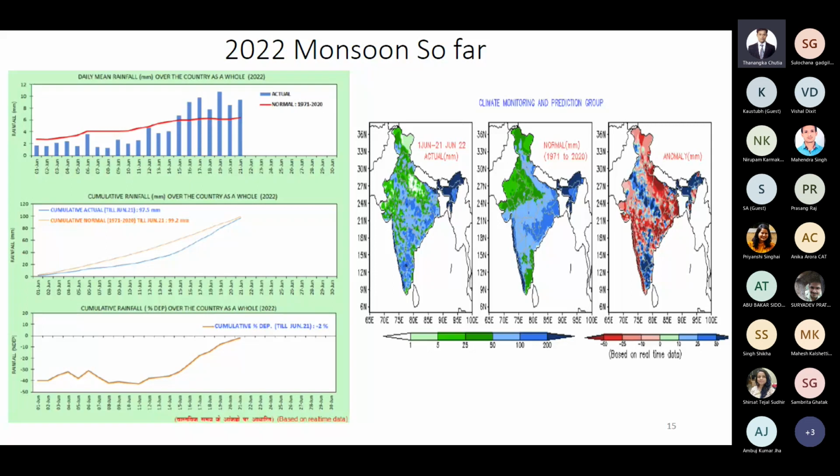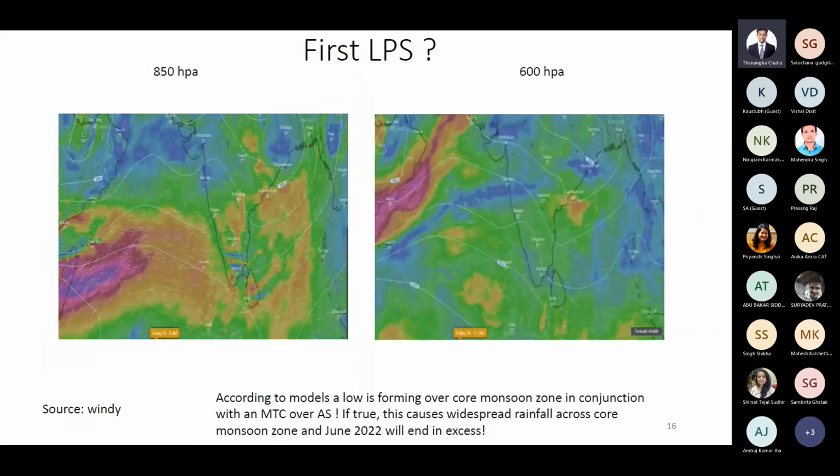So this is the picture taken from Windy. I don't know if it would satisfy the criteria of a low pressure, but there is a circulation at least at 850 hPa level that is forming. This is the forecast for the 24th. That is going to form.